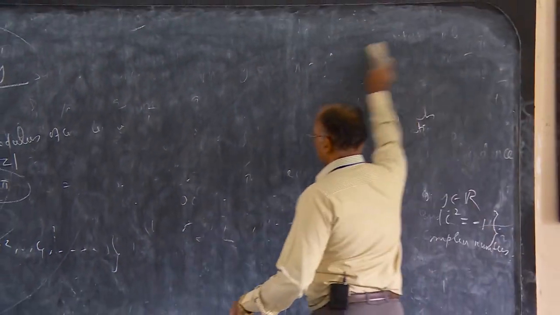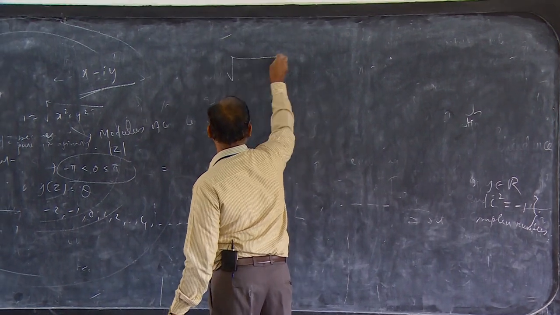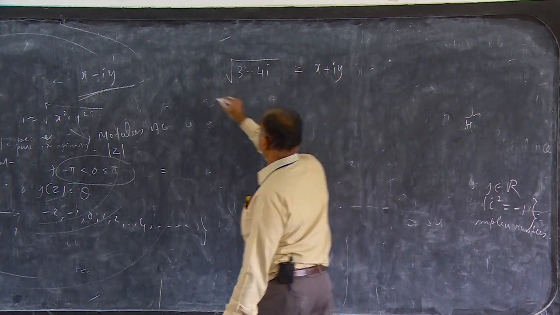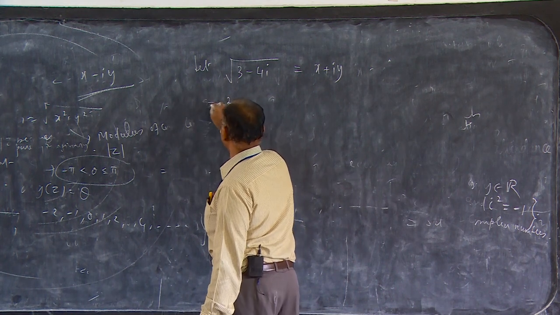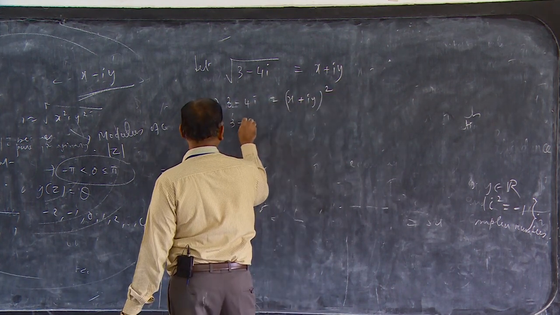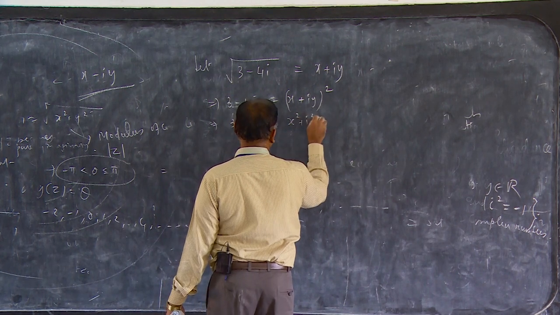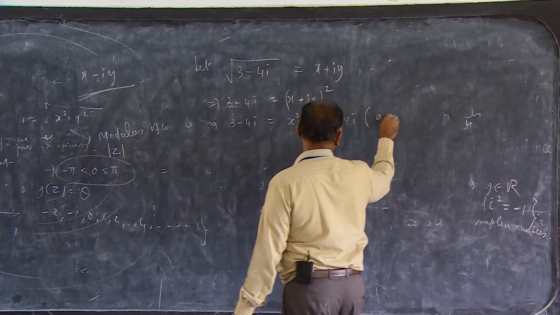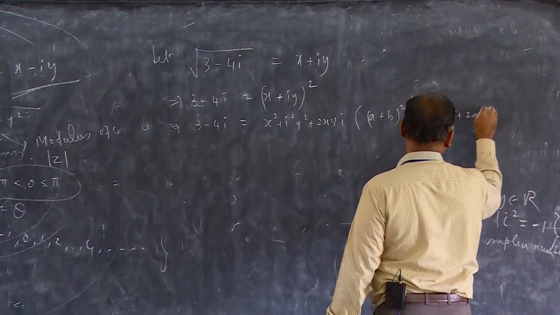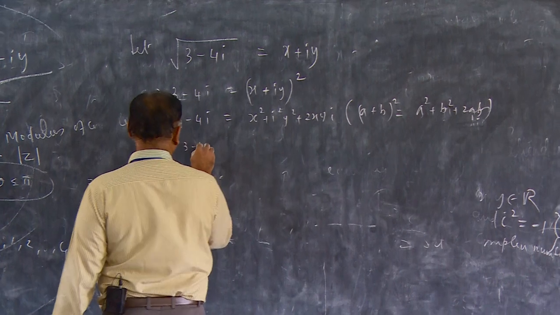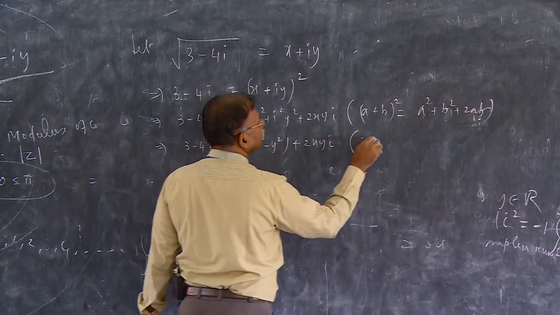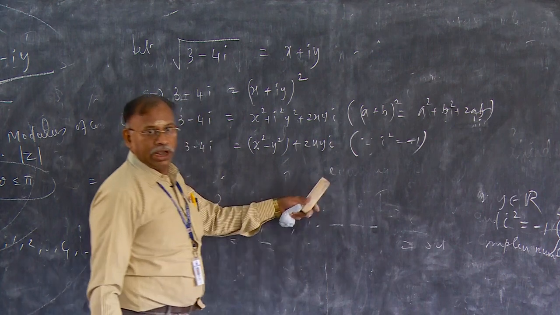Let me take an example quickly and we'll do it. Let z equal root of 3 minus 4i. Let me try to find the root of 3 minus 4i. Let this be equal to x plus iy. This implies 3 minus 4i is equal to x plus iy the whole square, which implies 3 minus 4i is equal to x square plus i square y square plus 2xyi, because I am using the rule a plus b whole square is equal to a square plus b square plus 2ab. Now this implies 3 minus 4i is equal to x square minus y square plus 2xyi, since i square is equal to minus 1.